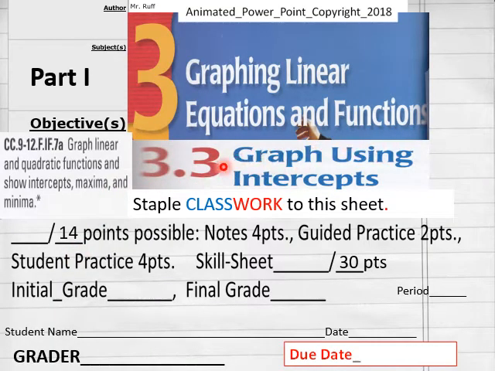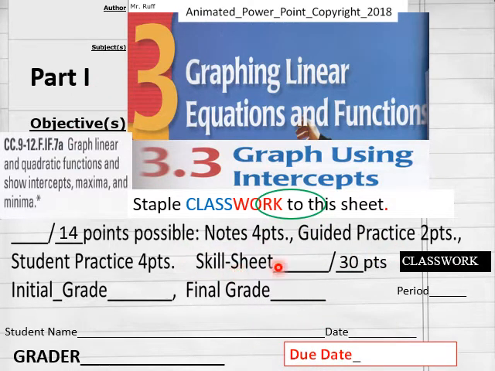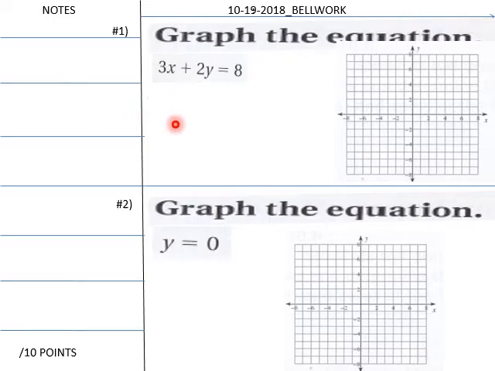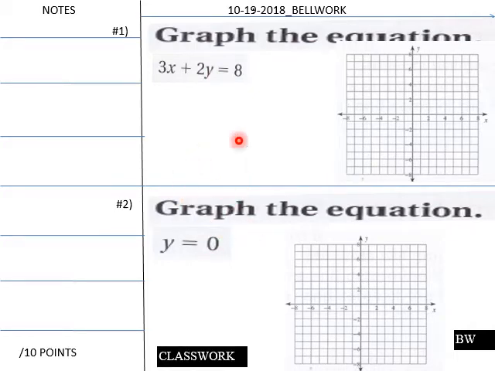3.3, graph using intercepts. Here's our standard objective. It is Part 1. And we've got a 30-point skill sheet that goes with the classwork, and a 14-point notebook guide that you can get as well. Teachers, here's your bell work for your students. Graph the equation here and graph the equation here. Give your students about 5 minutes to graph these.